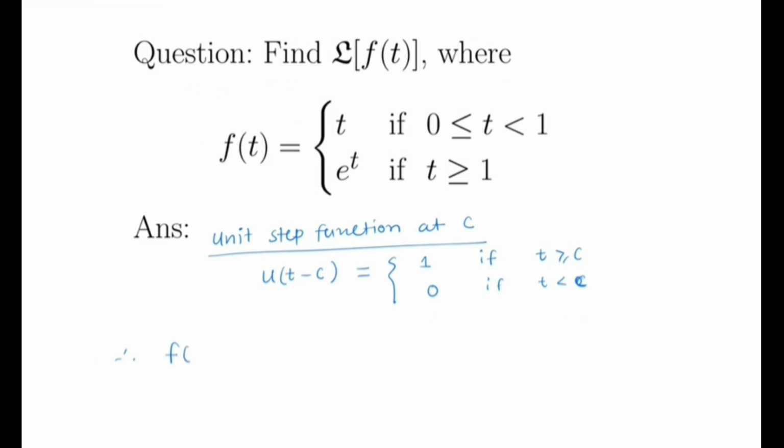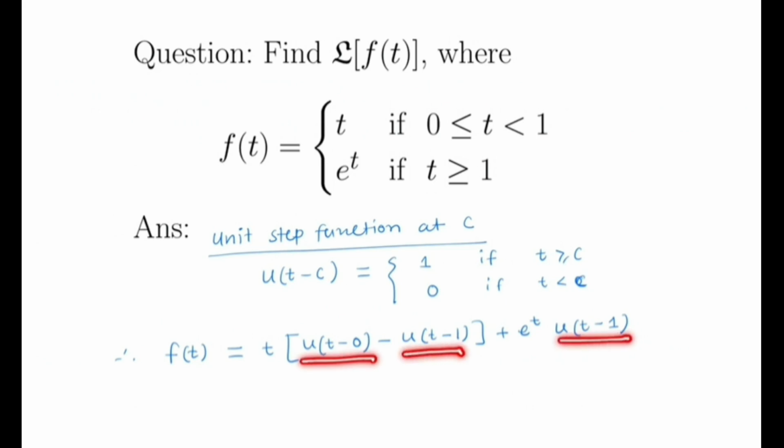So we will write f(t) as t into (u(t minus 0) minus u(t minus 1)) plus e^t into u(t minus 1). Now why is this f(t) equal to this? Simply because when t is in [0, 1), u(t minus 0) is 1 and u(t minus 1) is 0. So this term will give 1, this term 0, this term 0. So f(t) will be t.